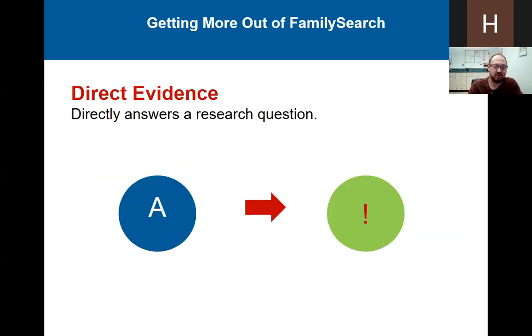You're going to be looking for direct evidence. Now, what is direct evidence? It's like a birth certificate. It's a death certificate. It is direct evidence that something happened at a certain time. But birth certificates and death certificates can provide other types of evidence as well.